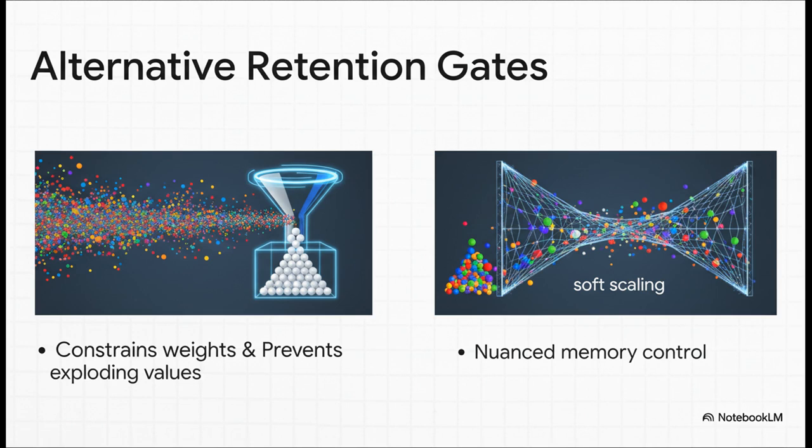Or what about elastic net? You get this nice mix of both scaling things down and just zeroing out unimportant stuff. It gives us way more precise control over memory.